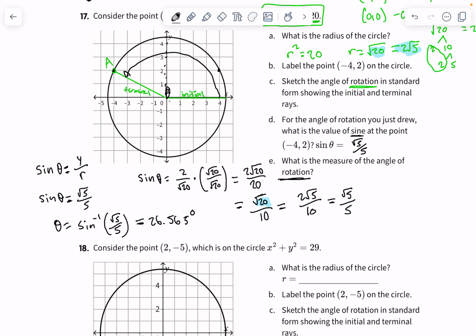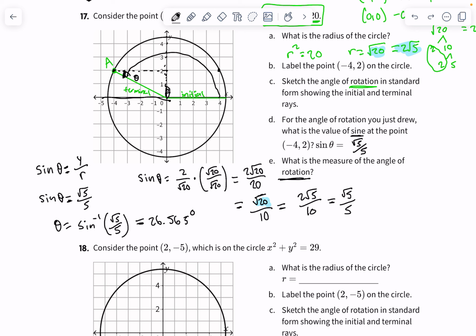Okay, so if this angle, let's make a little triangle here that maybe helps us visualize this. So sine of theta, theta is right here. Because my opposite was 2 and my radius was this. So I found this angle right here, right? So what do I do to find this entire angle?